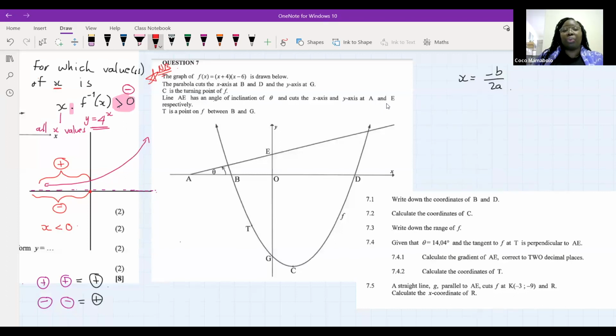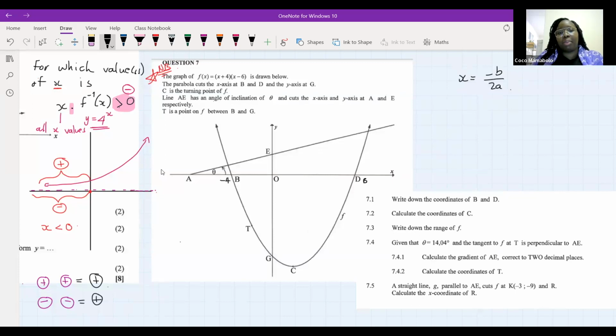All right, so we'll find here that the graph of f of x is (x plus 4)(x minus 2). What do we know about these two values? These are our x-intercepts. Just the inverse numbers of that. So I know that my parabola is going to cross the x-axis at B at -4 and at D at 2, right? That's one thing we know for sure. That's something that they haven't put on the drawing for you, so we need to know that.